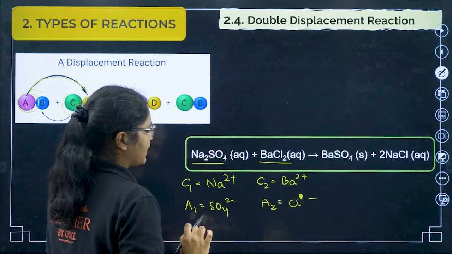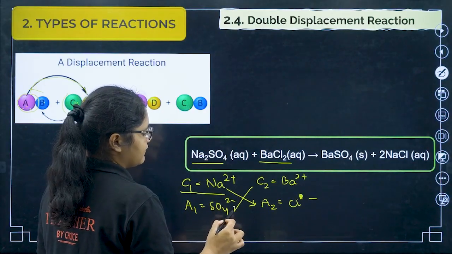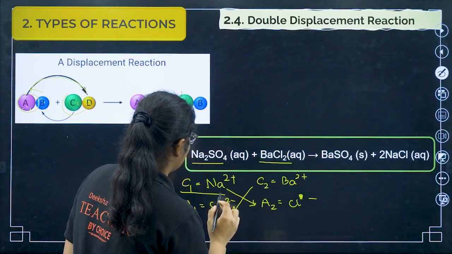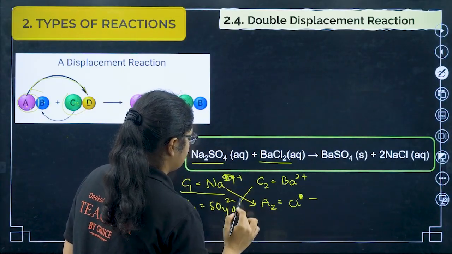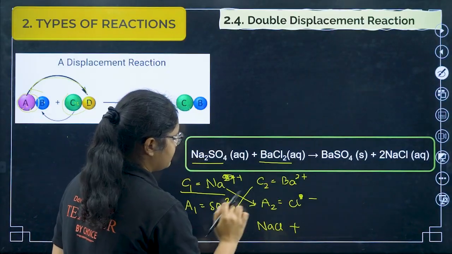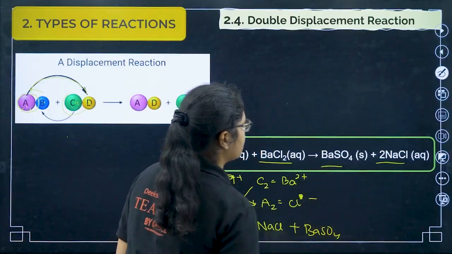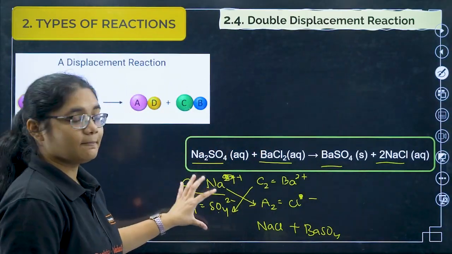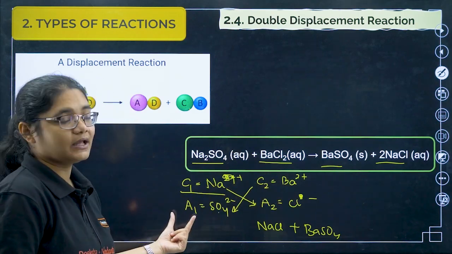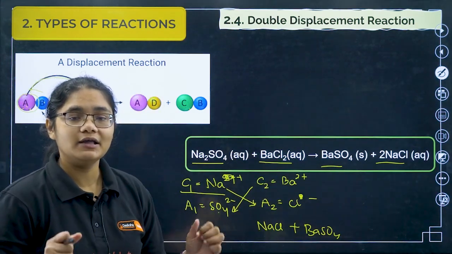Okay, so now what will happen? This cation will react with this anion and this cation will react with this anion. So Na will react with Cl to give you NaCl, and barium will react with sulfate to give you barium sulfate. Right, that is the product. So the cation of one compound reacts with the anion of the other compound, and the cation of the other compound reacts with the anion of the first compound. That way this is called a double displacement reaction.